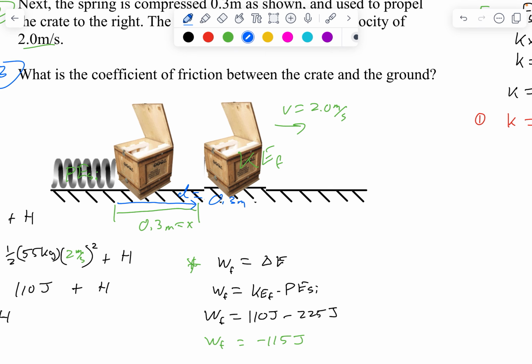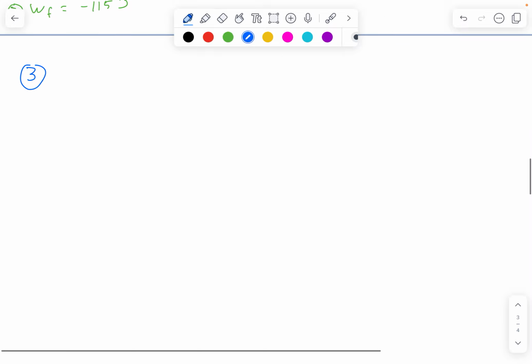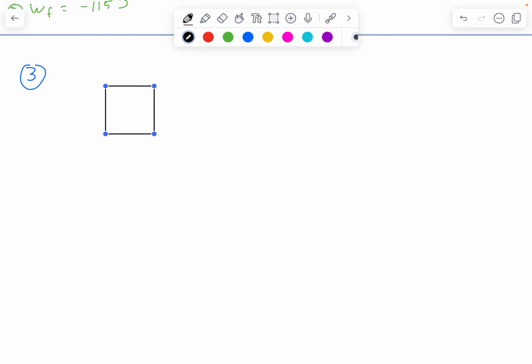If I compress the spring 0.3 meters and let it uncoil, it's just going to uncoil right back out that same 0.3 meters, no more, no less. Now if I think about this from the perspective of forces, I've got another free body diagram, but this free body diagram is about the crate as it's moving along the ground.